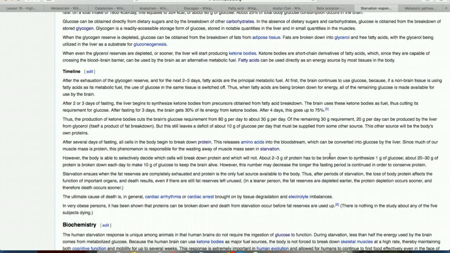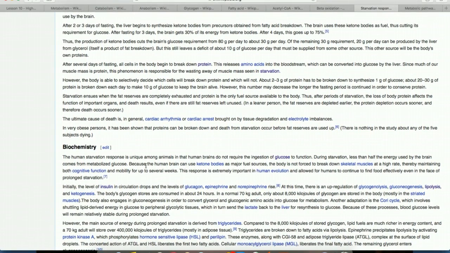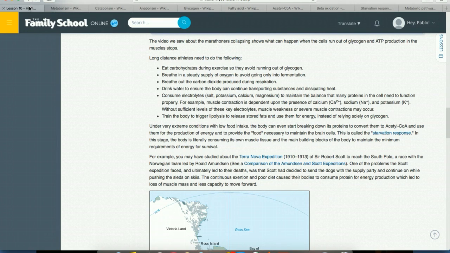Okay. So about 20 to 30 grams of protein is broken down each day to make 10 grams of glucose to keep the brain alive. At this point, we are just concerned about keeping the brain alive. Okay, but it's very inefficient. I'm consuming 2 to 3 times the muscle to just keep the brain alive for a day. Not a very healthy place.